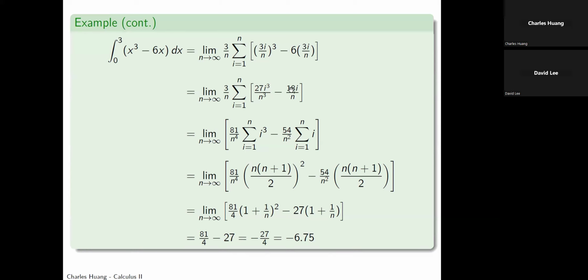Same thing with the back. We're going to pull out the 18. 18 times 3 is 54. We're going to pull out an extra n, so we have n squared. We are left with i. When we're adding up two different parts that are subtracting each other, I can do the two sums separately, subtracting each other.